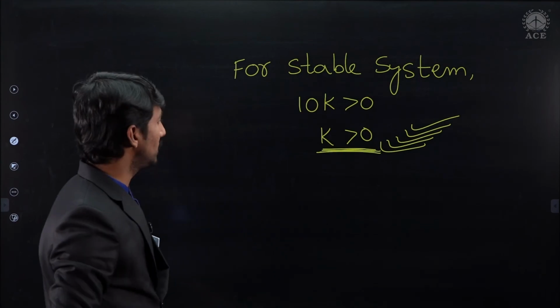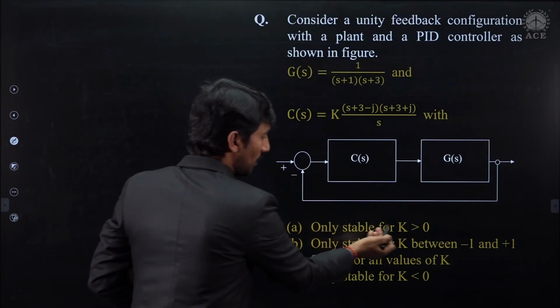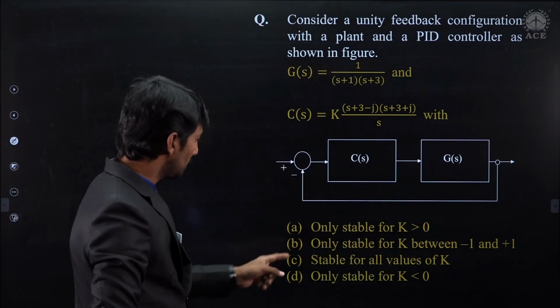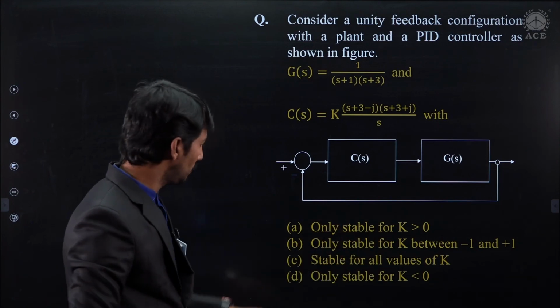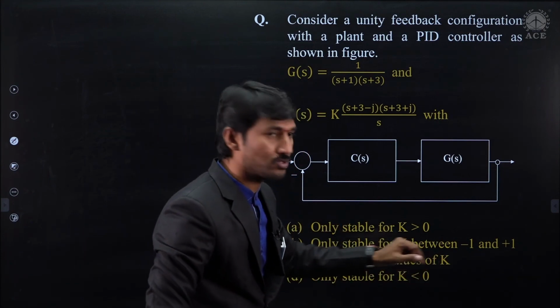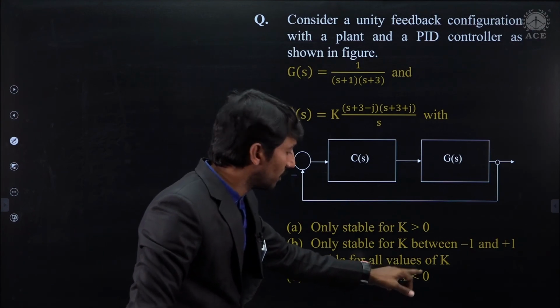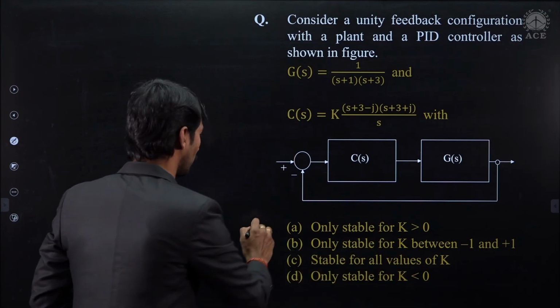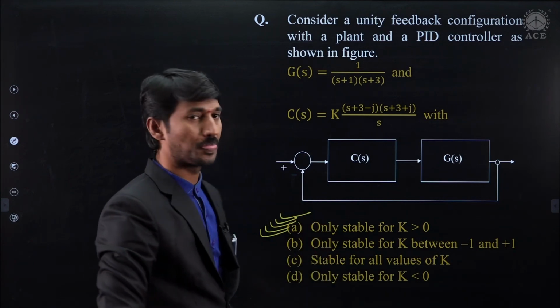Now let us go back and see the options. Only stable for K greater than 0: yes. Stable for K between minus 1 and plus 1: not less than 0. Stable for all values of K: no, only greater than 0 is possible. Only stable for K less than 0: wrong. So therefore, the first option is the correct answer. Clear?